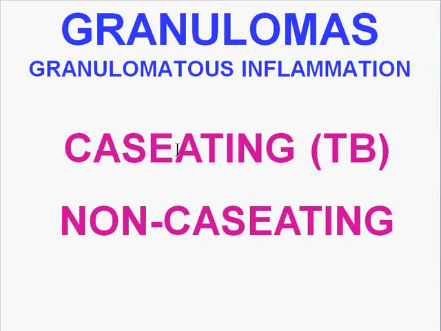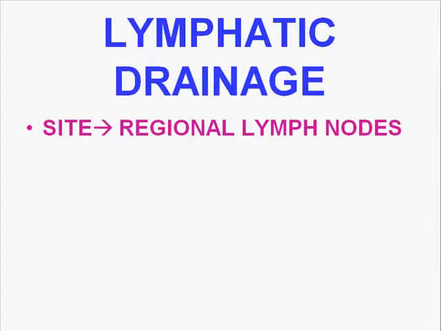I'm going to throw this in for a second because I want to show you that the lymphatic drainage of inflammation, acute, chronic, granulomatous, or anything is the same as in tumors. It basically goes to the regional lymph nodes. I don't want to say anything more, but the lymphatic vessels and the lymph nodes can be very activated and involved in the inflammatory process in the area of acute or chronic inflammation.